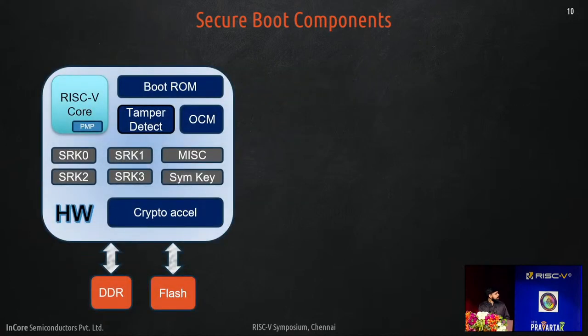So if you look at the hardware, of course it has all of these keys. The SRKs are basically super root keys. These are the keys that are fused onto the hardware. These are the public keys, along with the other components that we talked about. You can see that there is a RISC-V core and there's something called PMP there. We would touch upon that towards the end of the talk.